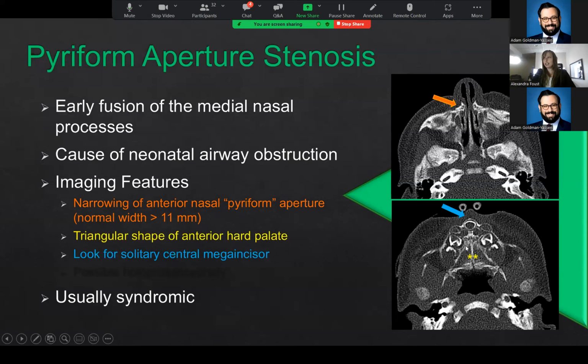The face is said to predict the brain. So it's important if you do see these findings to then look up, because there is an association with holoprosencephaly spectrum pathologies in the brain. So if you see piriform aperture stenosis and/or a solitary mega incisor or triangular palate, recommend an MRI of the brain if they haven't had one, just to have a look and see if there are any more midline fusion anomalies intracranially. A high number of these patients do end up being syndromic, and so it's worth taking a look.